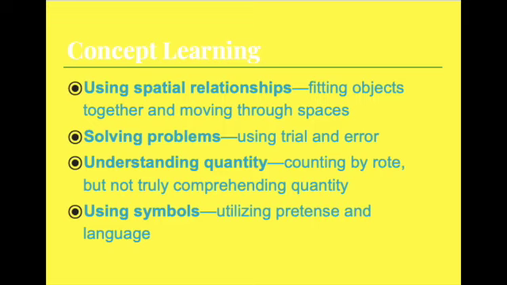Toddlers are also learning how to use spatial relationships. They learn about spatial relationships as they play. For example, toddlers learn how objects fit together as they nest containers and fit pieces into a puzzle board or shapes into a shape sorter. Toddlers also learn about spatial relationships as they move through spaces. For example, toddlers may crawl under or jump over objects in a simple obstacle course.